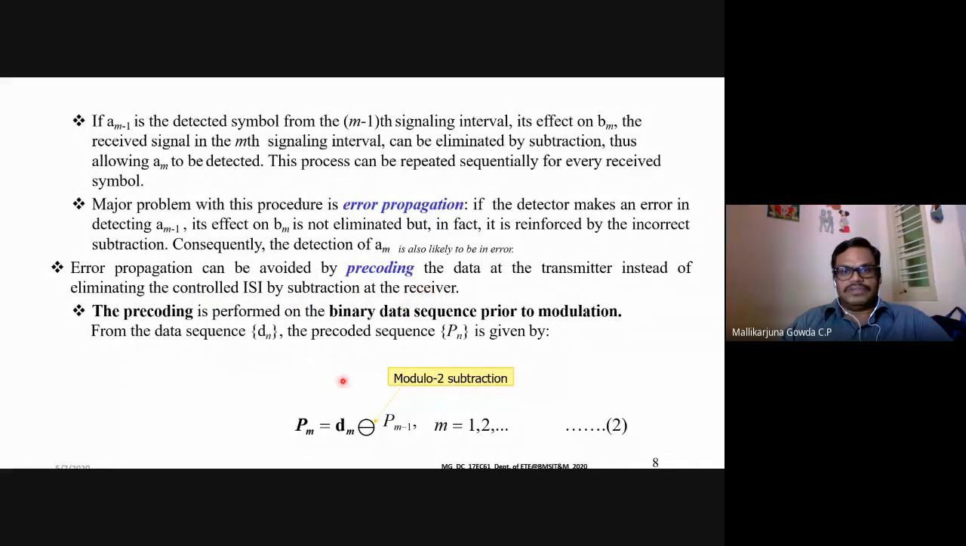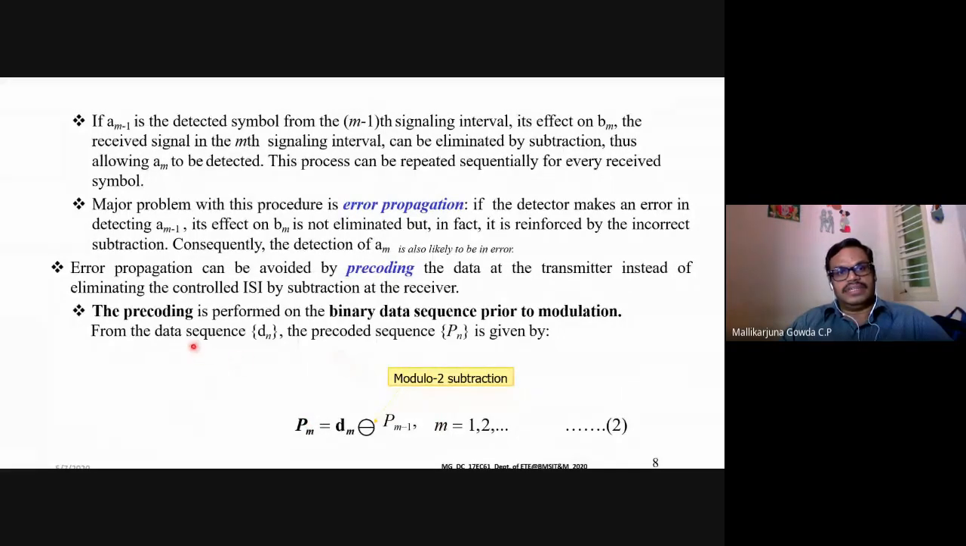You will be able to understand this concept clearly with the example. I have an example in the next slide. Here I am just giving you the mathematical equations. The pre-coding is performed on the binary data sequence prior to modulation. So before modulation, the pre-coding will be done. So how do we do the pre-coding? This is the formula for that.